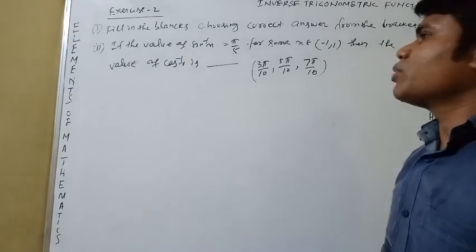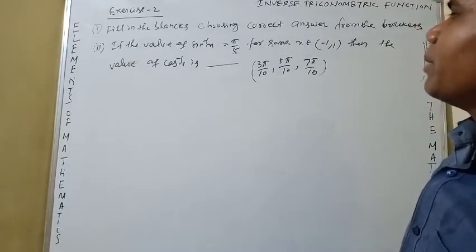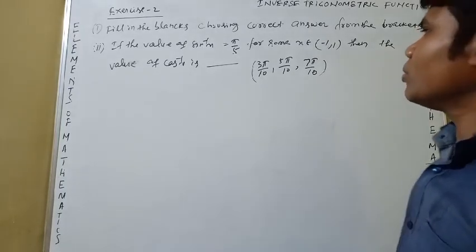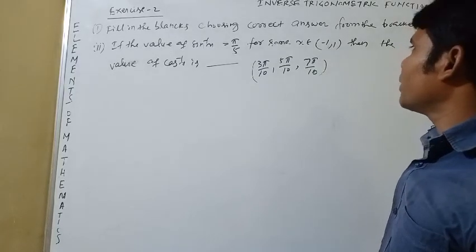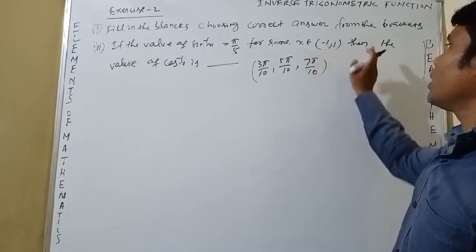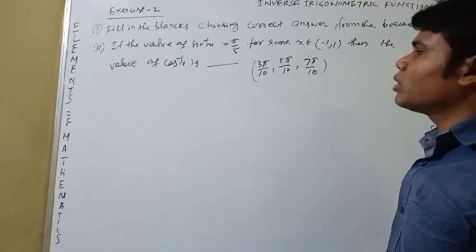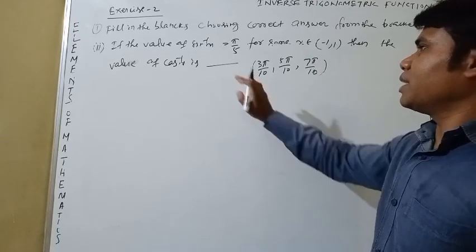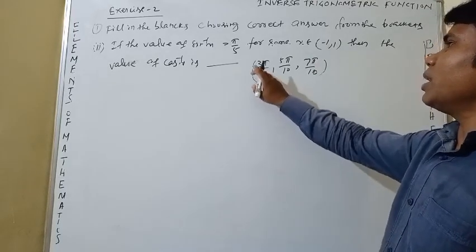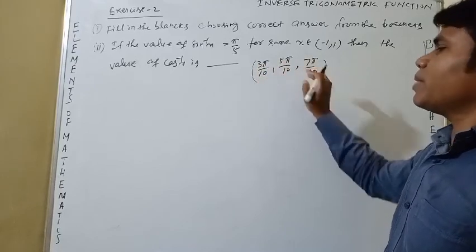You see the next question. The question is given: if the value of sin inverse x is equal to pi by 5 for some x belongs to -1 to 1, then the value of cos inverse x is dash. Options given: 3 pi by 10, 5 pi by 10, 7 pi by 10.